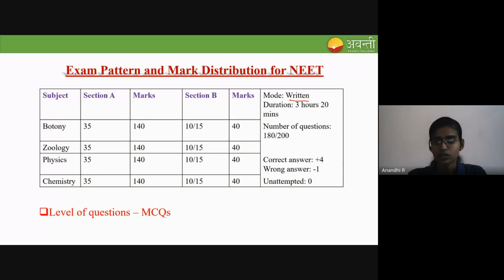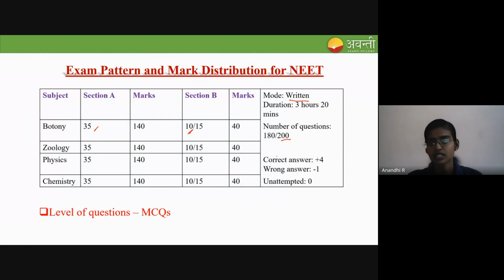Okay. So totally, how many questions are we attending for each subject? 35 plus 10. So we are going to attend 45 questions for each subject. So 4 subjects we are having here. So 45 into 4 will become 180. So you'll have 200 questions in your question paper, and you can attend only 180.